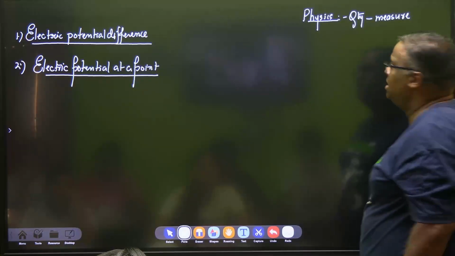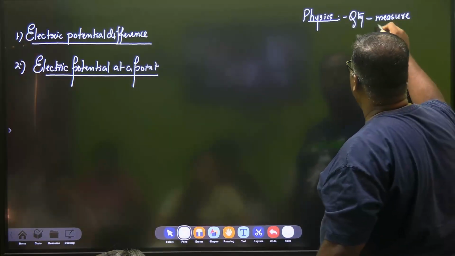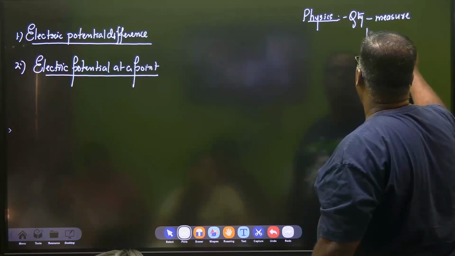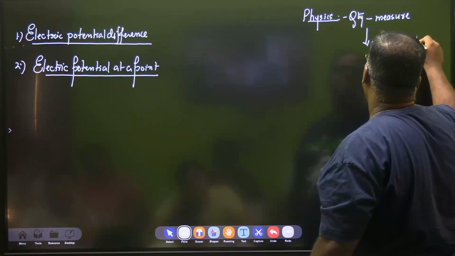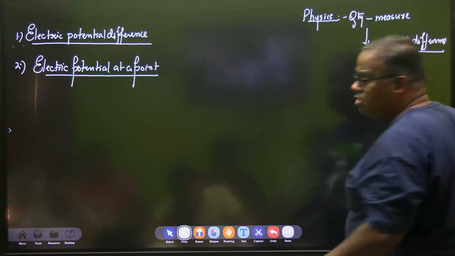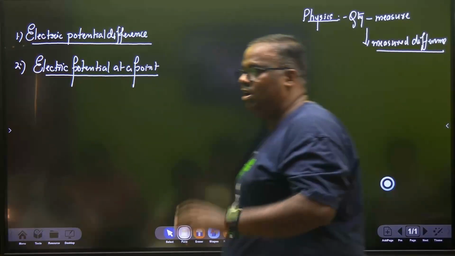But in actual sense, you never measured the quantity. You actually measured what we call the difference between. You always measure the difference. You always measure the difference. You do not measure any value directly.